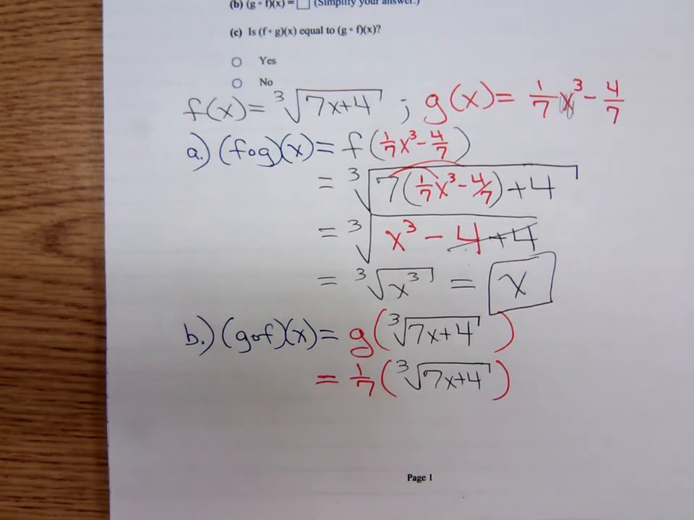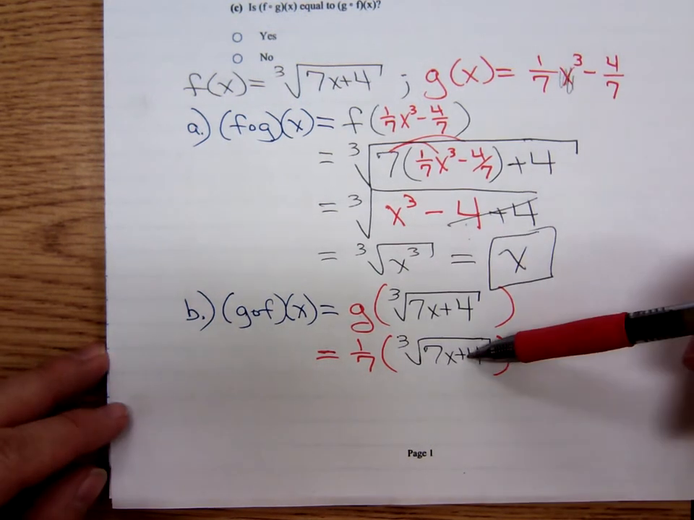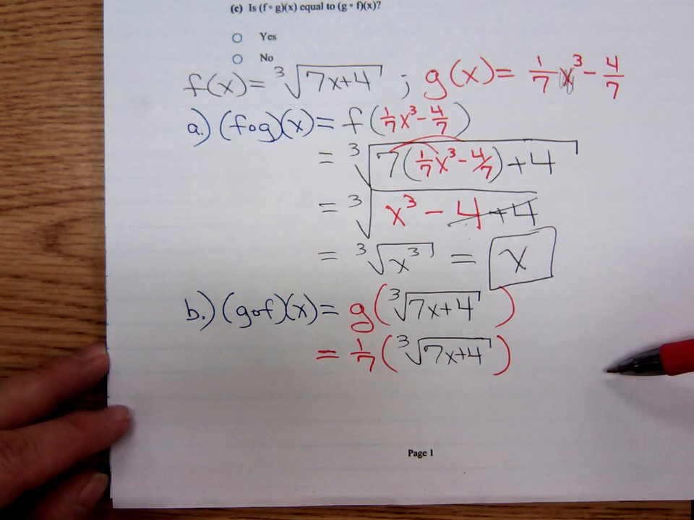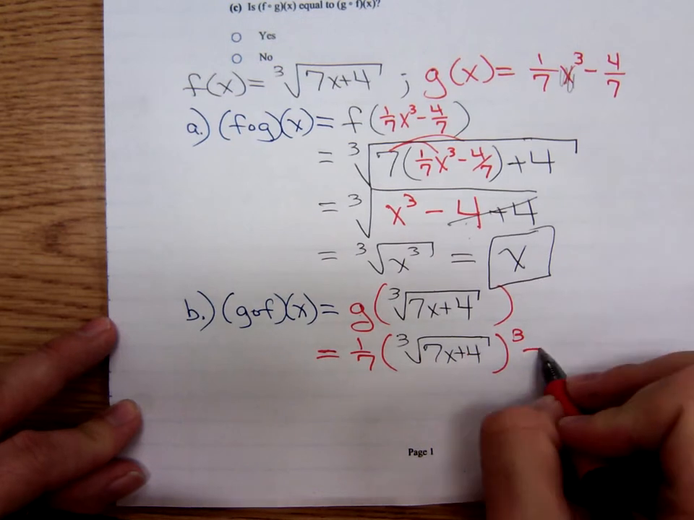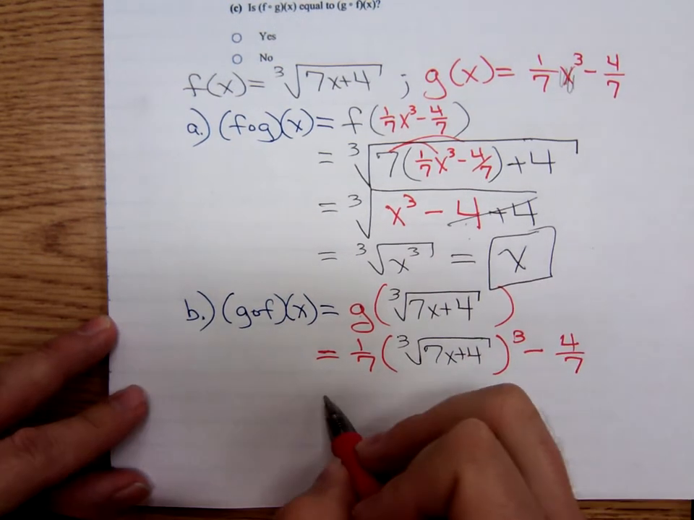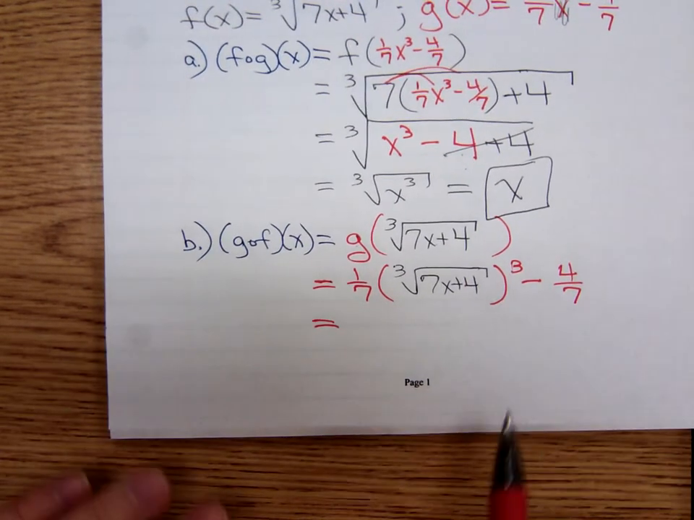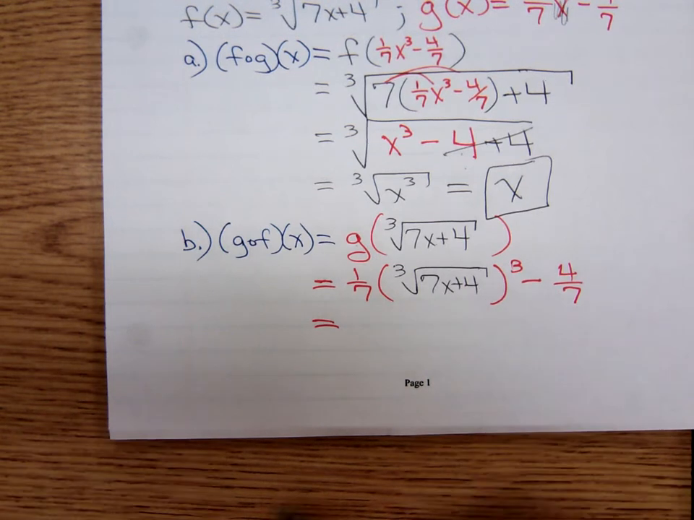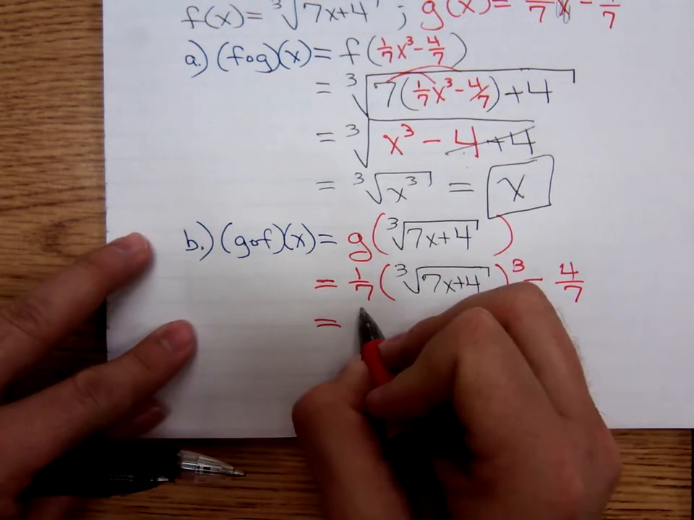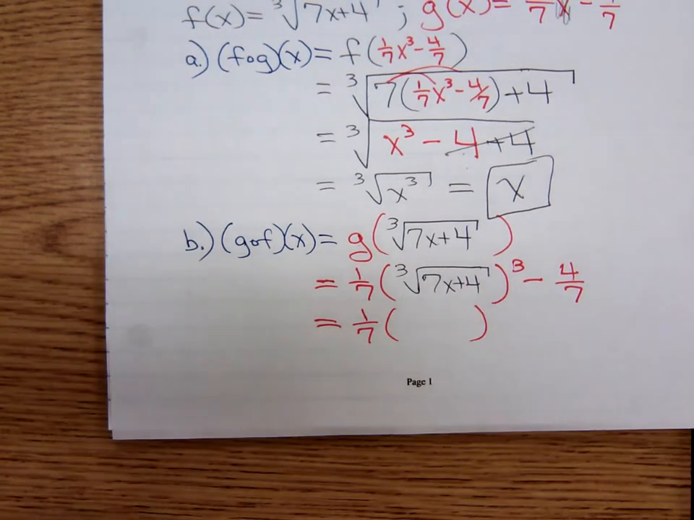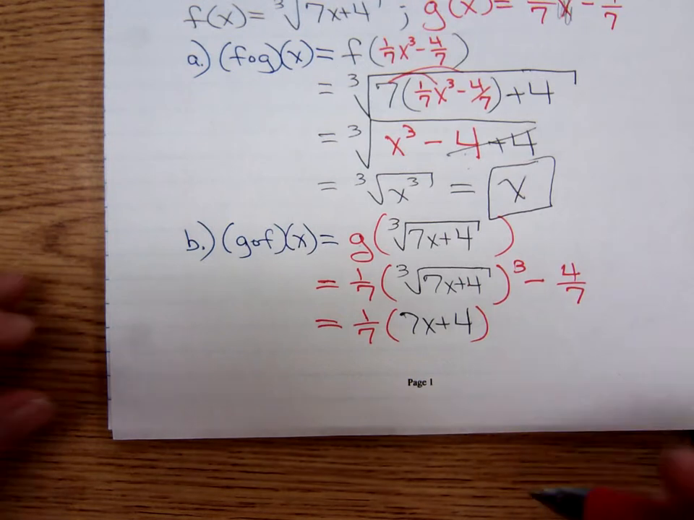Is there anything else we have there? Came up here, we replaced the x. Is there anything else out here? Yes. A cube and minus 4/7. And this reduces very nicely. The cube root being cubed, what impact does the cube have on the cube root? Cancels out, so all you have is 1/7 times 7x plus 4 minus 4/7.